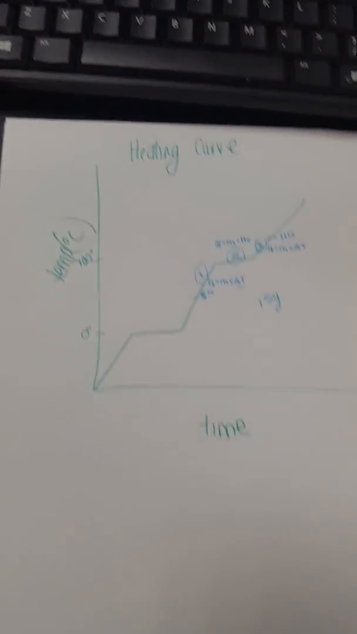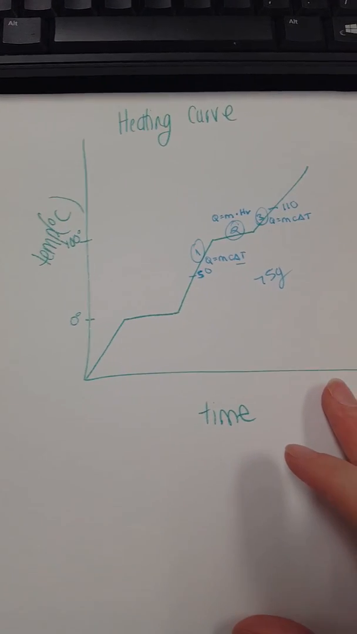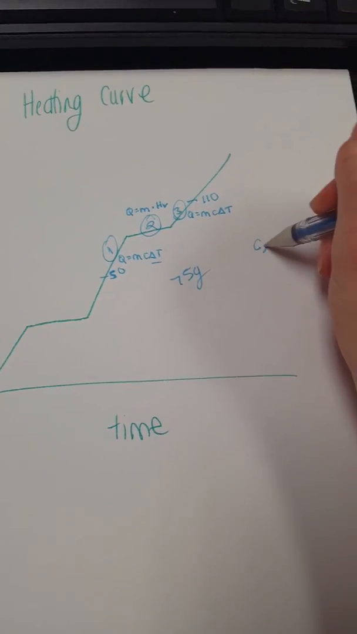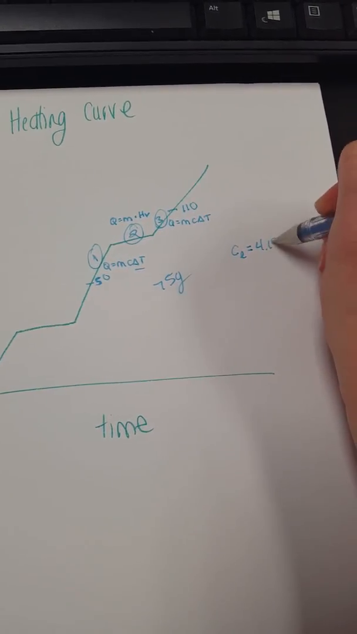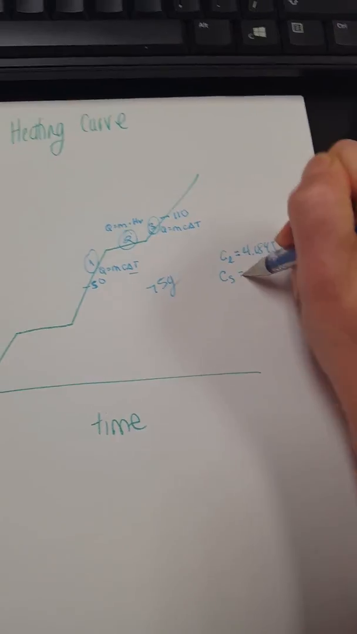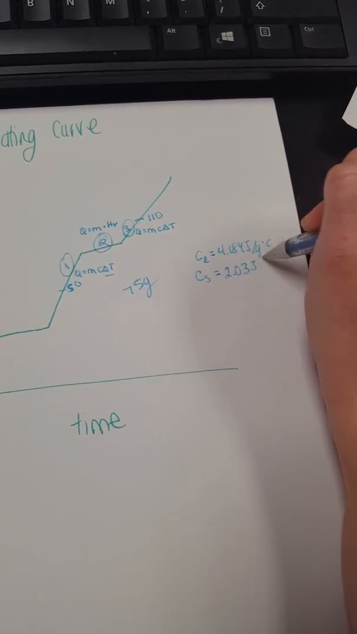Let me get my cheat sheet of values here. Okay, so you'll be given your values. You won't have to have them memorized, but if you were given water, the C of liquid is 4.184 joules per gram degree Celsius. Feel free to fast forward as I'm writing all this, because it's going to take forever.